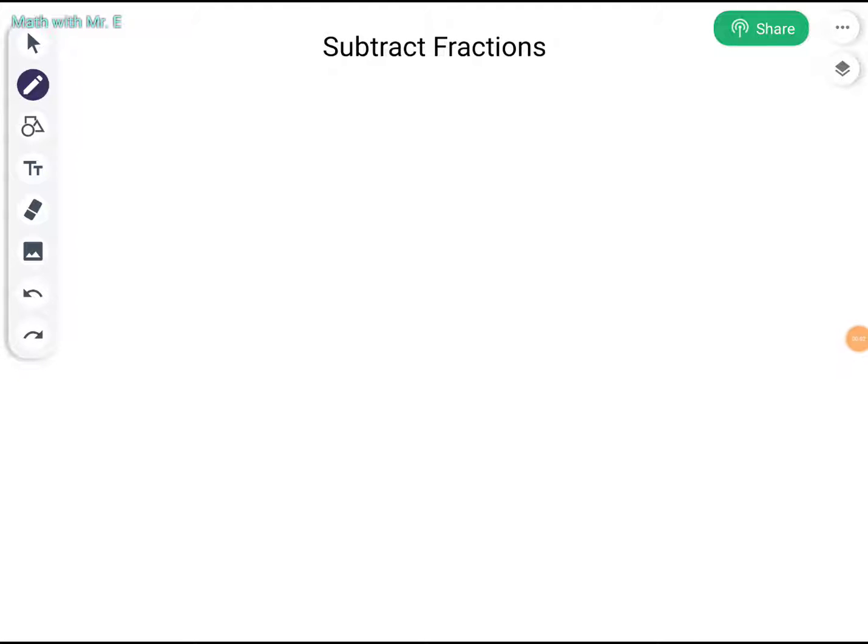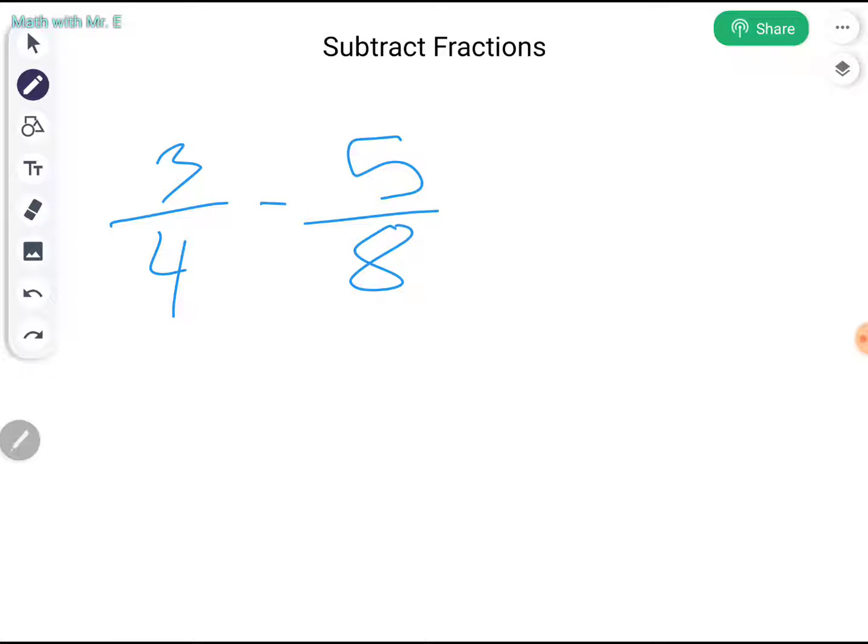Let's take a look at subtracting fractions. So let's say we've got two fractions, for example, 3/4 minus 5/8. So same as always, our first step when we're adding or subtracting fractions and mixed numbers is to make sure we have a common denominator. So in this case, looking at these, our least common denominator is going to be 8.